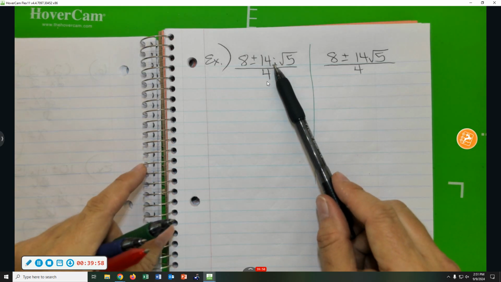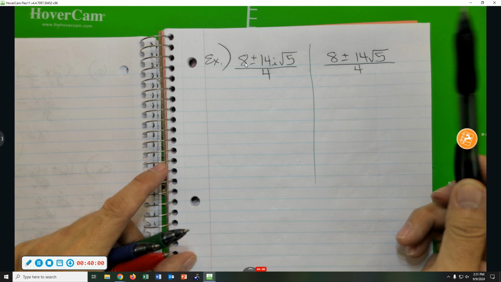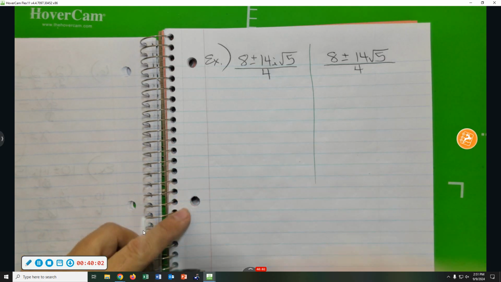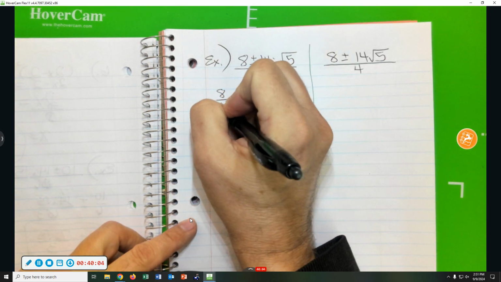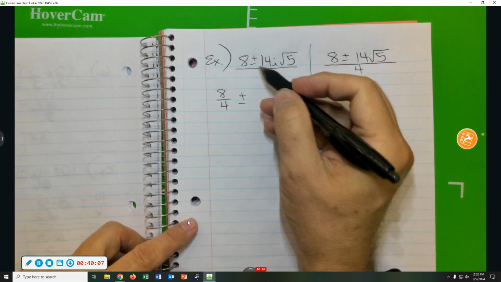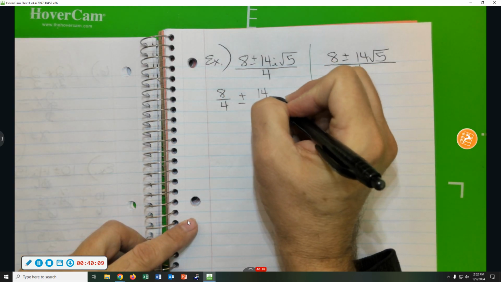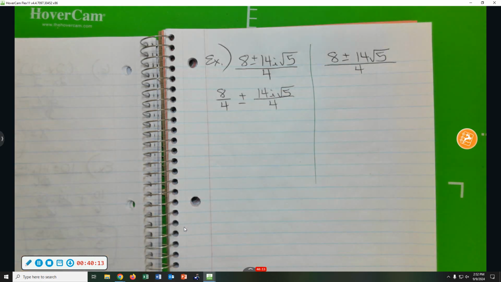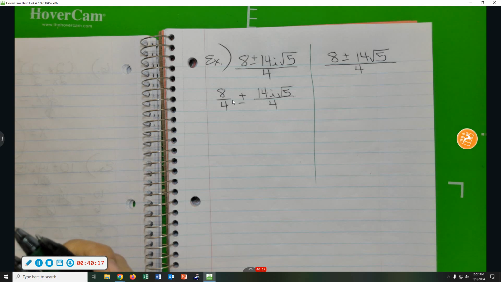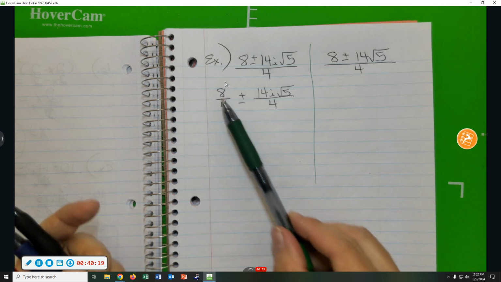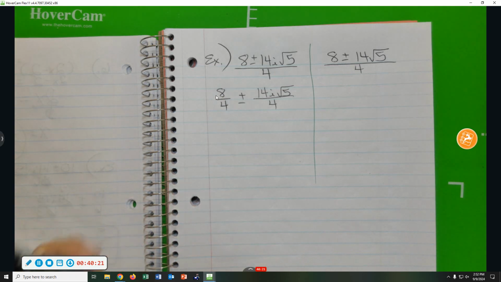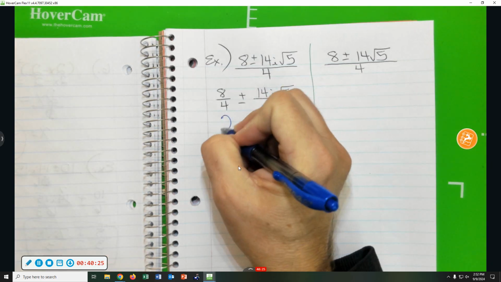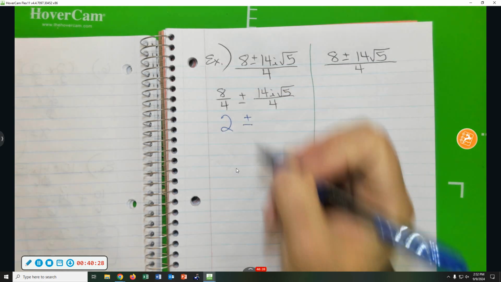You see that there's an i up there, so you split up 8 over 4 plus or minus 14i square roots of 5 over 4. Then you reduce individually. 8 divided by 4, that's nice. What's that going to reduce to? 2. No fraction. Plus or minus.